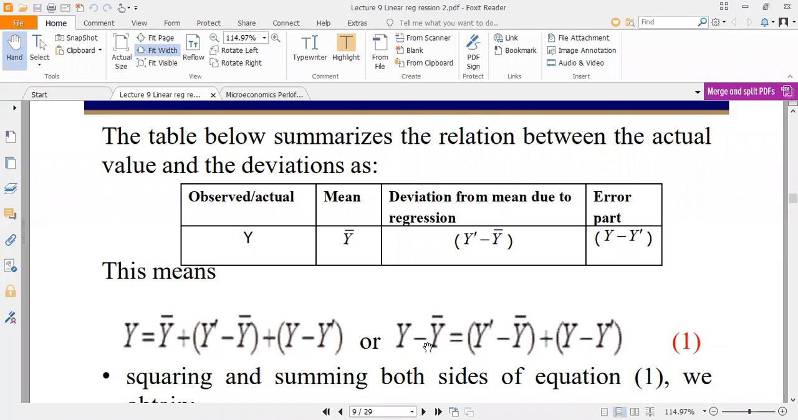Hello? Yes, sir. So whenever you add the deviation of the estimated y from the mean and then the error part, you are supposed to get this, okay? We derive this formula from this. If you want the actual value of y, it is equal to the sum of the mean, then the deviation from the mean due to the regression model, that is y prime minus the mean, and then the error part. Y should be equal to the sum of this whole thing.